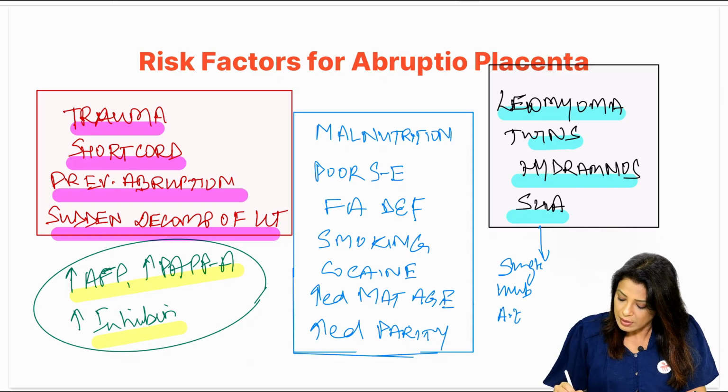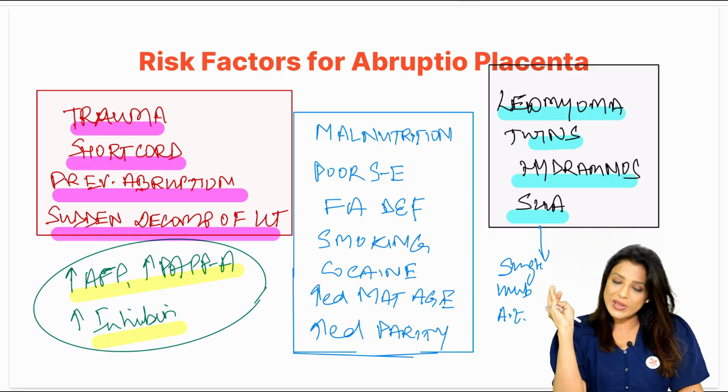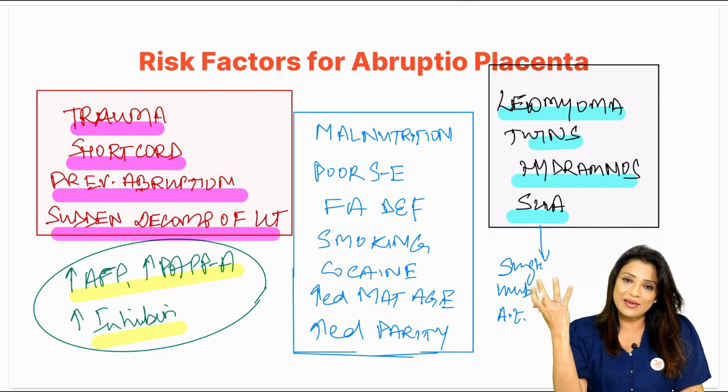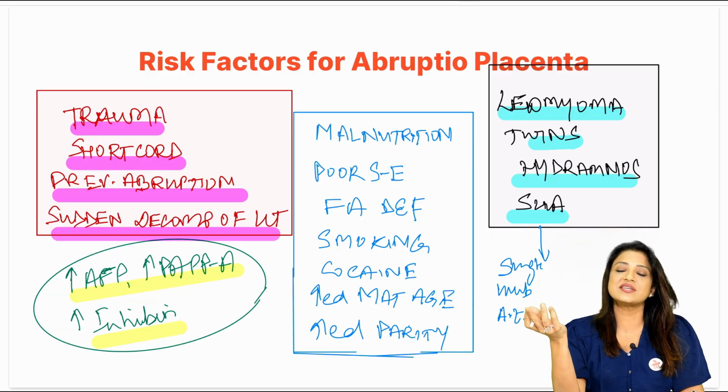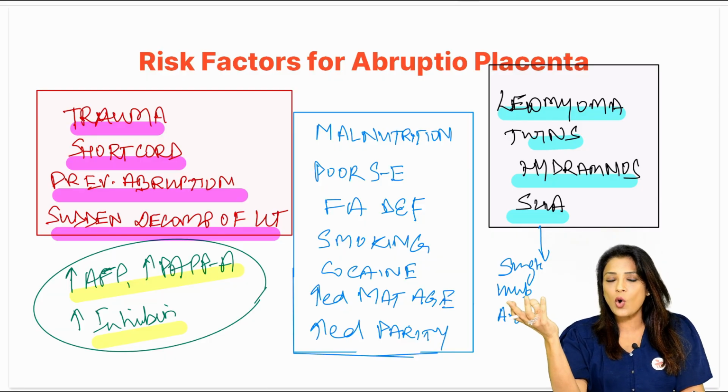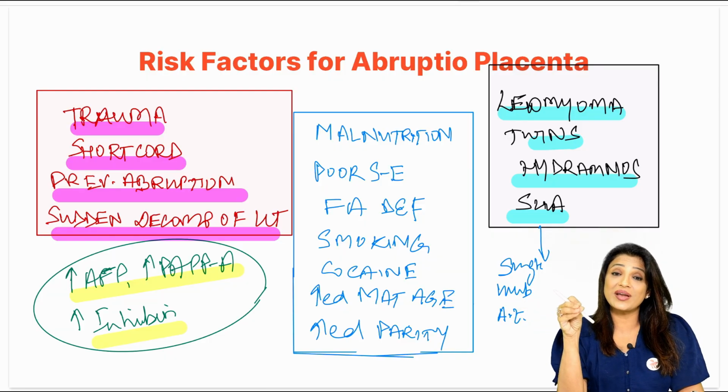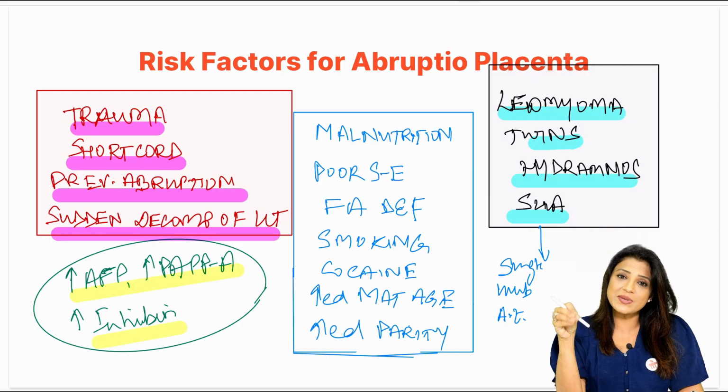So leiomyoma, twins, and hydramnios go hand in hand because they are making the uterus bulky and heavy, so that can cause abruption. SUA, single umbilical artery, is not a very common finding, but yes, it is a common finding in normal babies, but in some babies it might indicate an abnormal baby, and it may be a cause of IUGR as well as abruptio placenta.